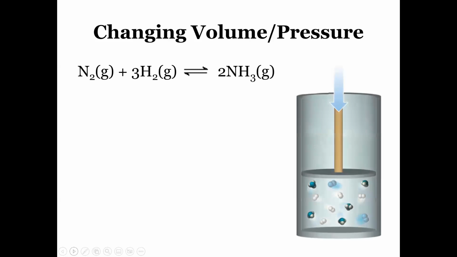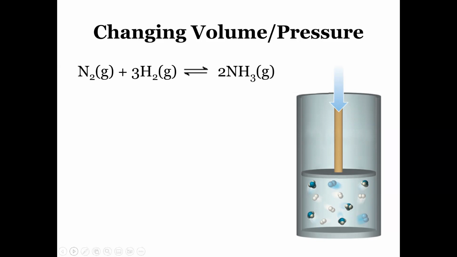Now, the one that can tend to be trickier because it doesn't necessarily have the same pattern as the other two changes is if we're changing volume or pressure. So I'll use our same reaction of nitrogen, hydrogen producing ammonia. And here we have a picture of a piston. So a piston is an enclosed container where the top can push in or pull out. So it can decrease the volume, which increases the pressure, or it could increase the volume, which decreases the pressure.